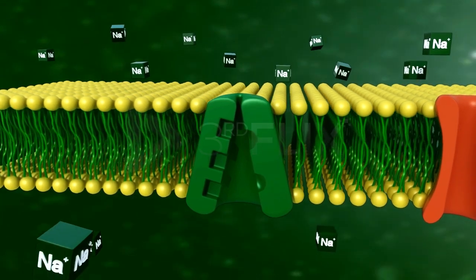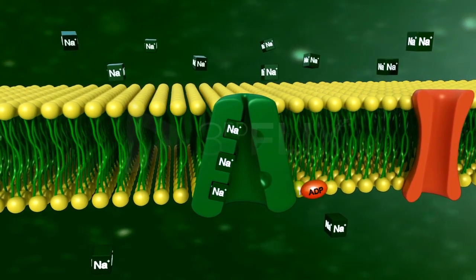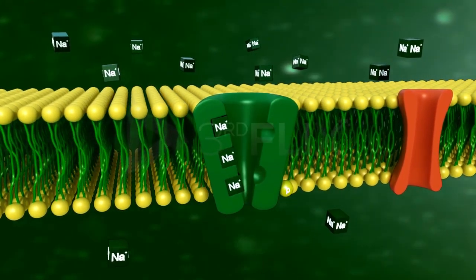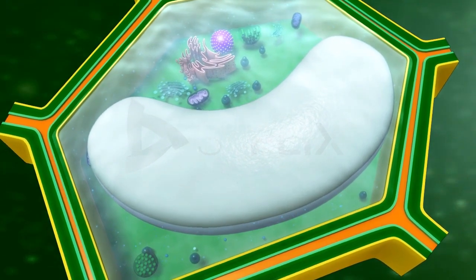It allows the entry and exit of some materials in and out of the cell, and also prevents movement of some other materials. Hence, it is called a selectively permeable membrane.